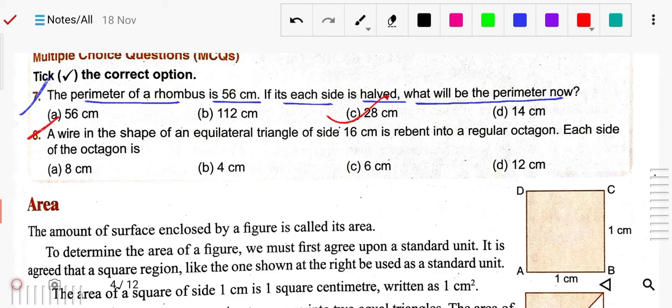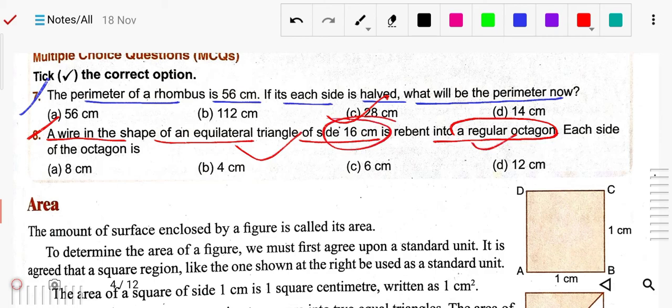Now the last question. A wire is in the shape of an equilateral triangle with side 60 centimeter and is rebent into a regular octagon. First of all, it was in the equilateral triangle, sorry, of the side 60 centimeter. Then it was bent into the octagon. Then find the side of each octagon.